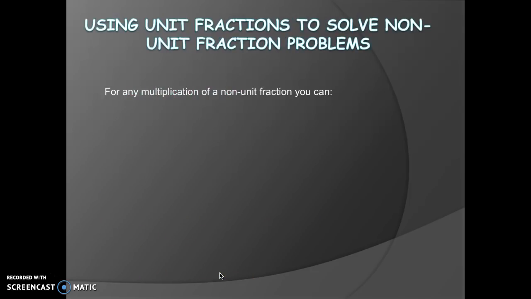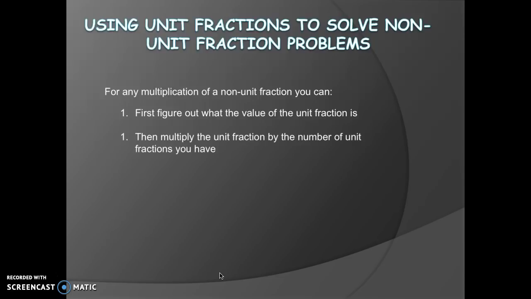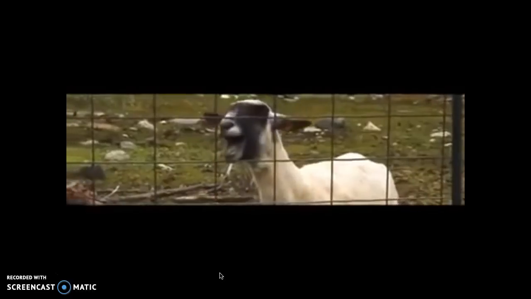So for any multiplication of a non-unit fraction, you can first figure out what is the value of the unit fraction, like we just did. We took 1/3, and then we knew that we needed actually 2 of those, so we can multiply that by 2.